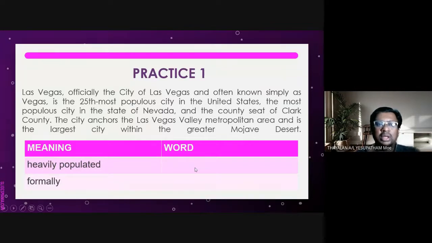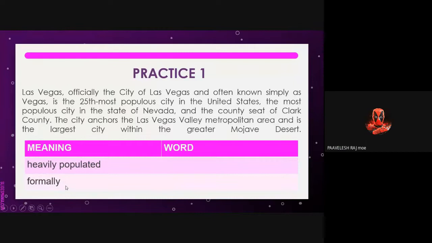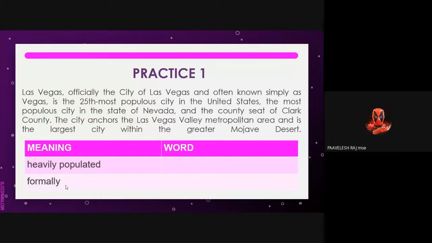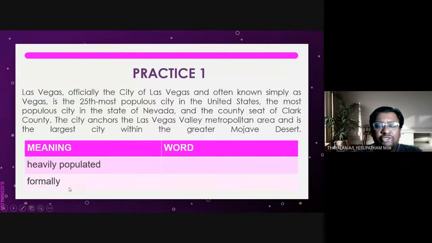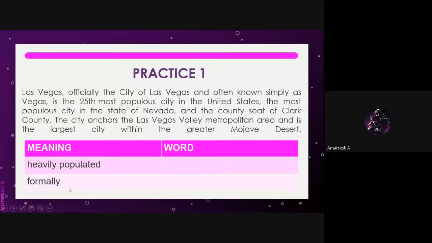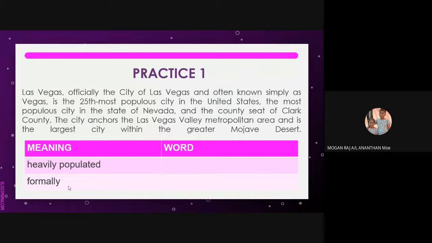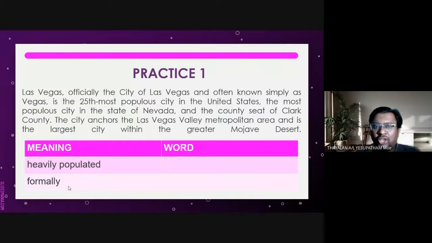Okay. Now, the second word, formally. Largest. Wrong. Any other guesses? Greater. Look at the word formally. Secara formal. Simply. No, simply is not formally. Officially. Very good. Officially means formally.